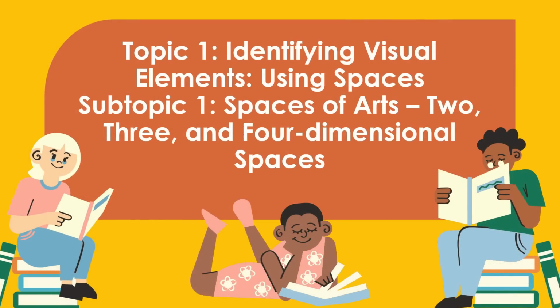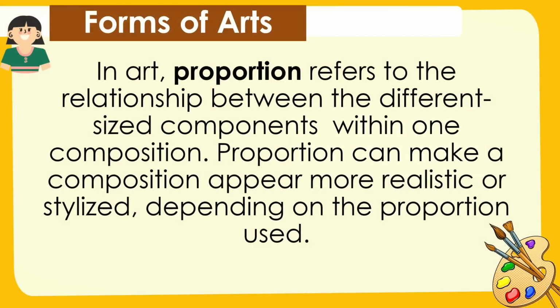Let's have topic 1. Identifying visual elements using spaces. Subtopic 1, spaces of arts. 2, 3, and 4-dimensional spaces. Form of arts. In art, proportion refers to the relationship between the different size components within one composition. Proportion can make a composition appear more realistic or stylized, depending on the proportion used.